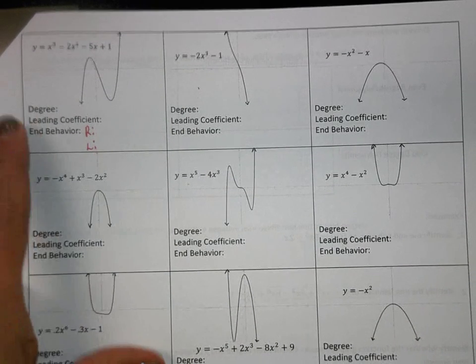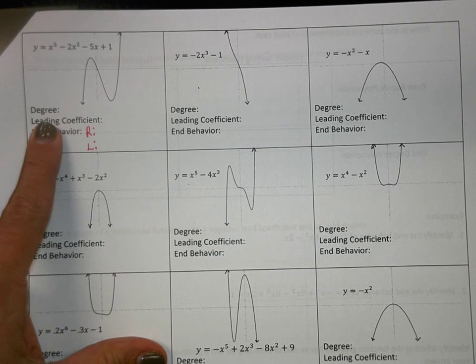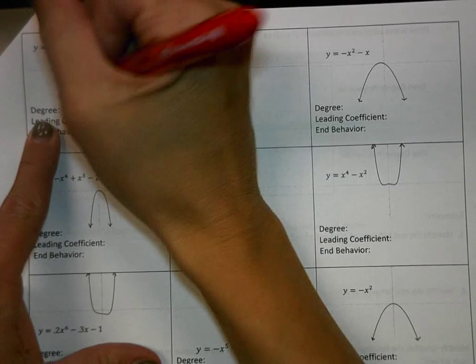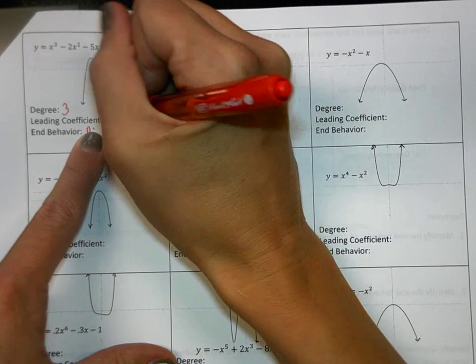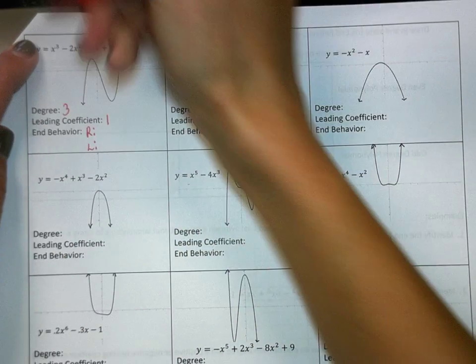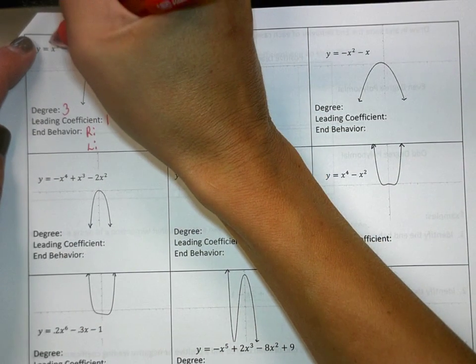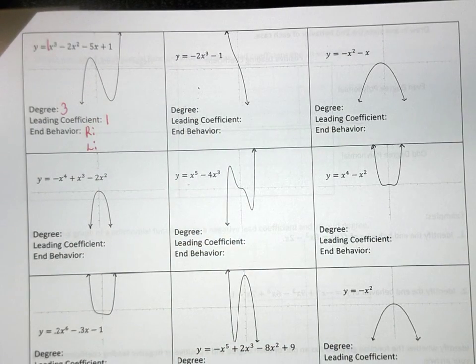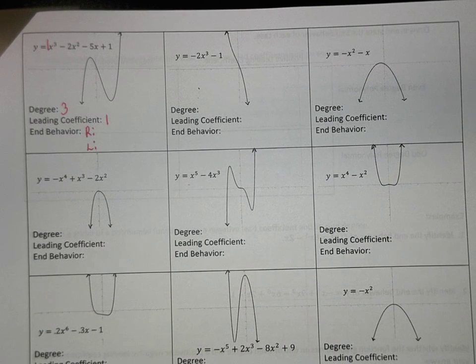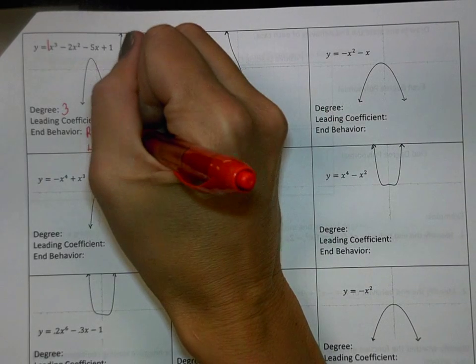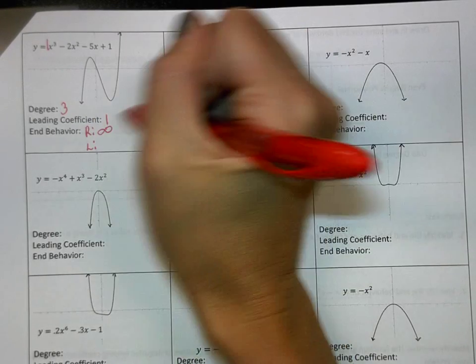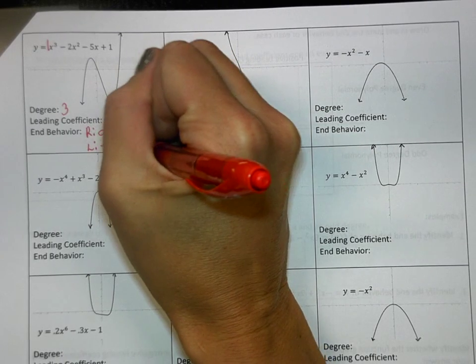What would be the degree on this polynomial? Very good, 3 is correct. My leading coefficient is what? 1. Because remember, if there isn't a number, there's actually a number 1 in front. And since 3 was my highest degree, my leading coefficient goes with that highest degree. My right end behavior is going where? Good, positive infinity, and the left is going to negative infinity.